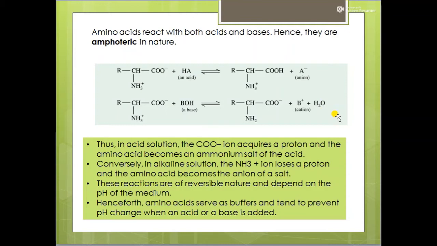Thus, in acid solution, the COO minus ion acquires a proton, and the amino acid becomes an ammonium salt of the acid. And in the alkaline solution, the ammonium ion loses a proton, and the amino acid becomes an anion of the particular salt. And so these reactions are of a reversible nature, and it is also dependent upon the pH of the medium.